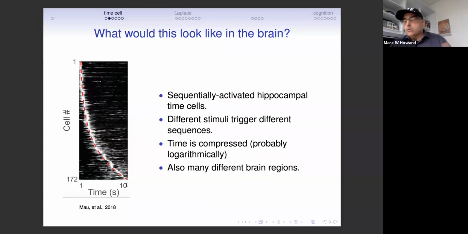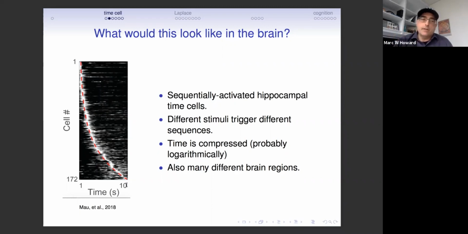I'm going to tell you about a couple more results from various work showing that different stimuli can trigger different sequences, such that if we have a boop and a beep, we'd get different sequences of time cells. And so by noticing which cells are firing at any particular moment, we can reconstruct not only when the stimulus happened, but also its identity.